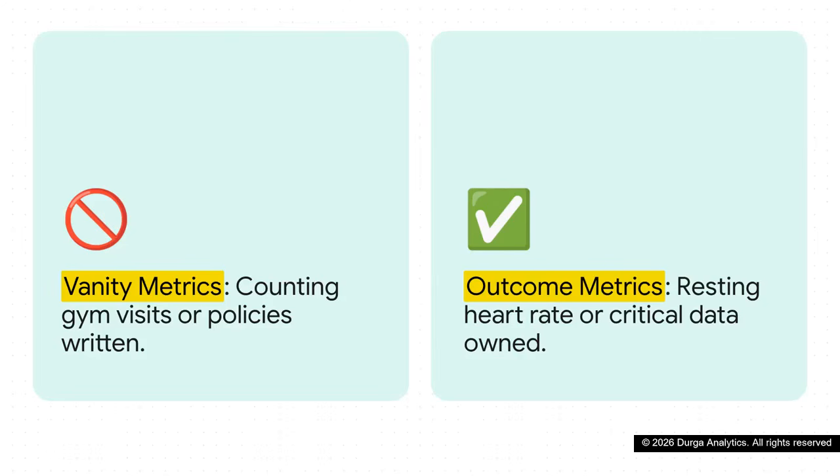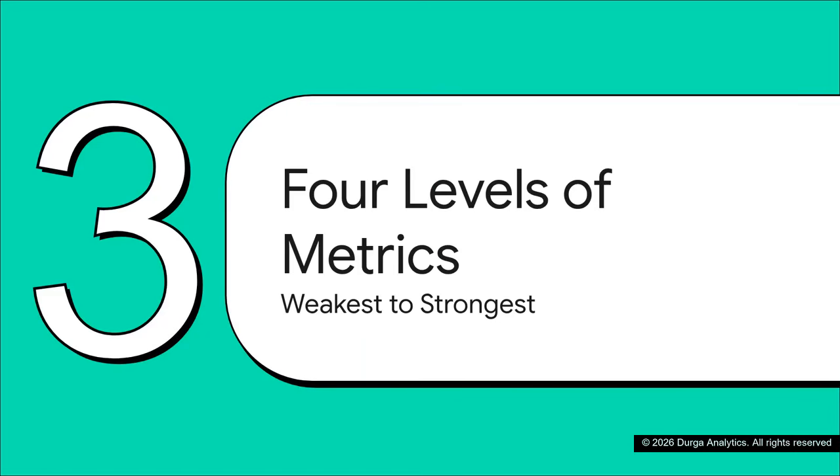I love thinking about this through a fitness tracking analogy. If you count how many times you swipe your key fob at the gym, that's a vanity metric. I mean, you could just be sitting at the juice bar playing on your phone. Your resting heart rate, your actual physical strength, those are your true outcome metrics. In our corporate world, a governance KPI should act exactly like your health markers. Counting policies written or meetings held is just counting gym visits. Measuring the percentage of critical data with a named owner, now that is an outcome metric. It tells you if the enterprise is actually getting healthier. And that perfectly sets up Section 3, the 4 levels of metrics.